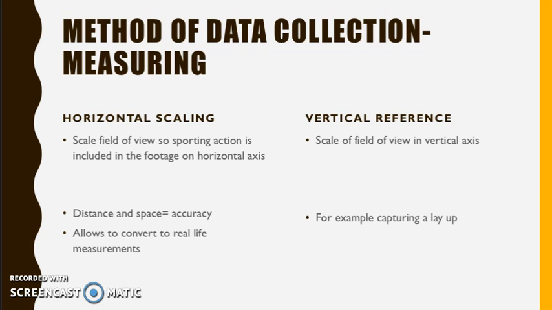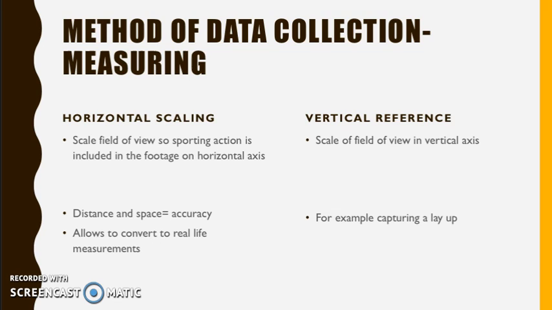Horizontal scaling and vertical referencing need to be considered when measuring data. Horizontal scaling is when the field of view is scaled so that all sporting action is included in the picture. Vertical referencing is the same thing but in the vertical axis. By using horizontal scaling and vertical referencing, the biomechanist would be able to ensure the distance and the space needed for the sporting performance is incorporated in the frame, which allows it to be an accurate method of collecting data. As well as this, it allows a value to be provided, so the details can be converted back into real life values.